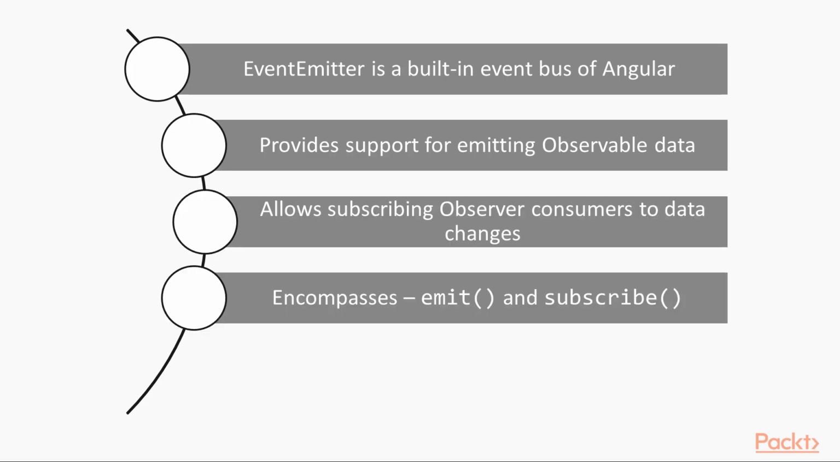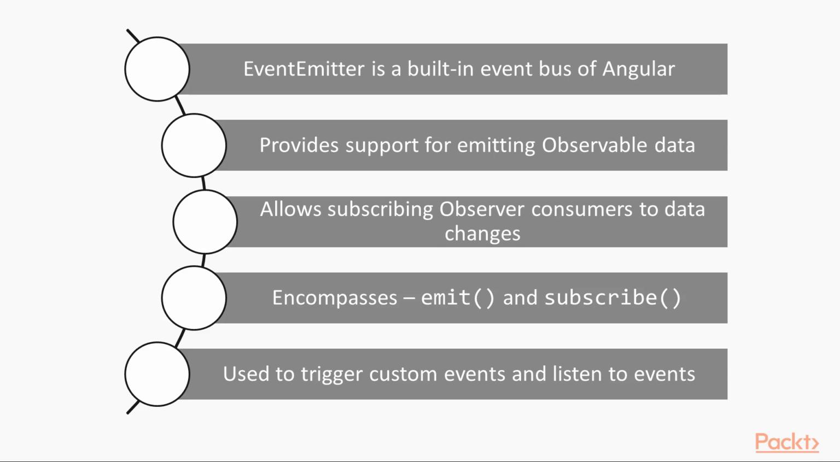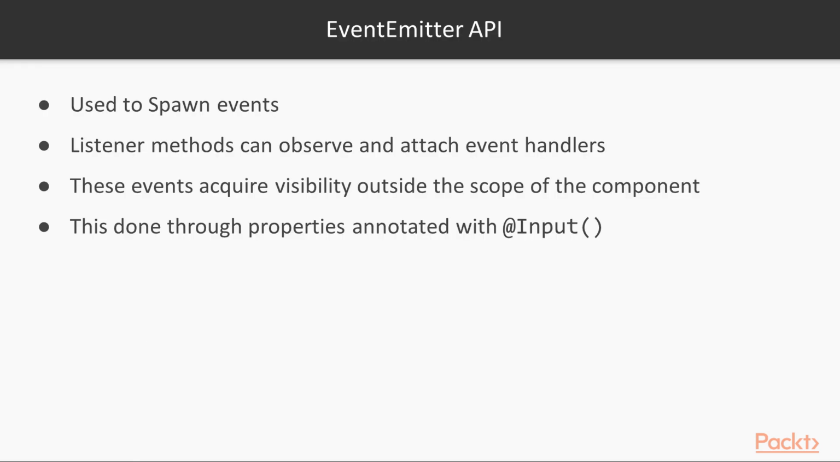Its simple interface basically encompasses two methods, emit and subscribe, which we'll see later. It can therefore be used to trigger custom events and listen to events as well, both synchronously and asynchronously. For the time being, we can get away with the idea that we'll be using the EventEmitter API to spawn events that listener methods in the components hosting our event emitting component can observe and attach event handlers to. These events acquire visibility outside the scope of the component through any of its properties annotated with the Output decorator.